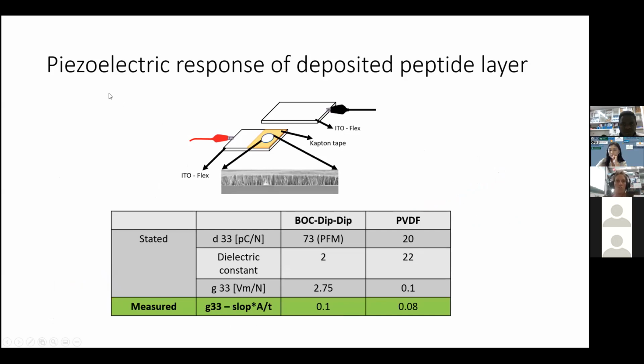So we've measured our deposited peptide layer. We evaluated it with our measurement system. And as you can see here, according to the slope and other parameters, we calculated the piezoelectric coefficients of the BOC-Dip-Dip. It is very similar to the reference sample. But still, it did not fulfill its full potential measured by piezoforce microscopy.